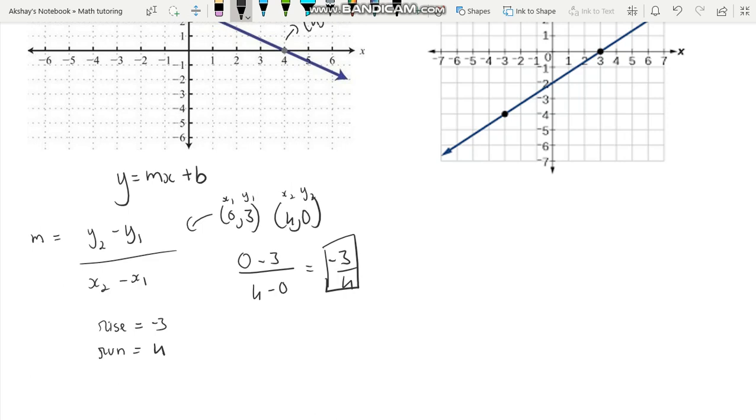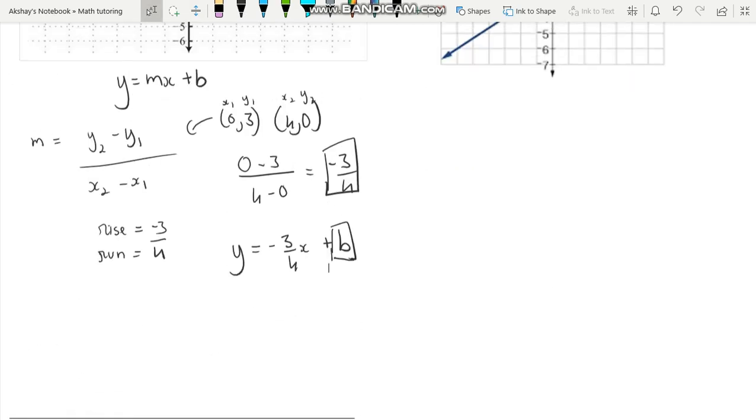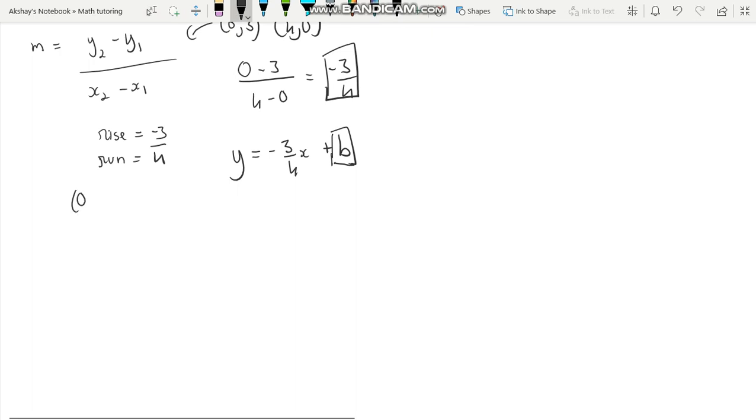Rise over run. Perfect. Now that we have that, our function looks like this. m is equal to negative 3 over 4 for a slope, so negative 3 over 4 x plus b. There we go. So we have most of our function. Now all we have to do is find our b value, which is our y-intercept. To do so, I can take a point from my graph. I'm going to use (0, 3) in this case because they've already provided us with that. X is equal to 0, y is equal to 3.